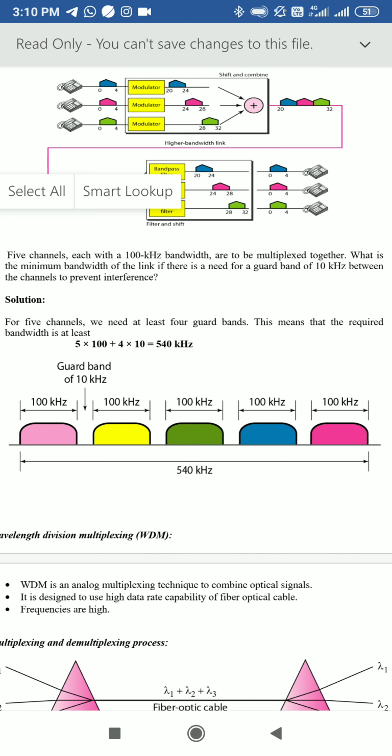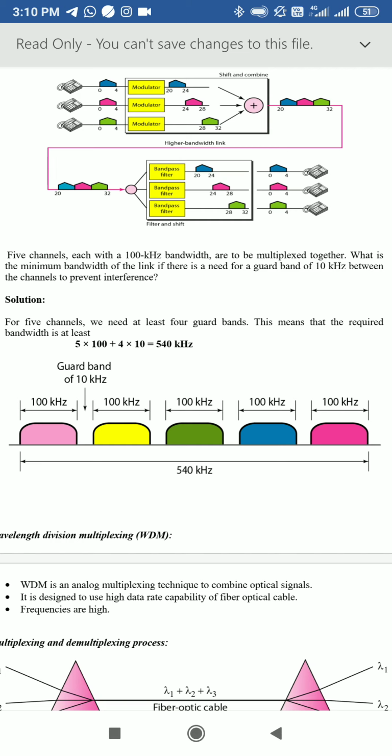So for 5 channels you require 4 guard bands. For 6 channels you require 5 guard bands. Always the number of guard bands required will be one less than the number of channels. Now each channel has a bandwidth of 100 kilohertz, and the frequency of the guard band is 10 kilohertz. You need to calculate the entire bandwidth of the link.